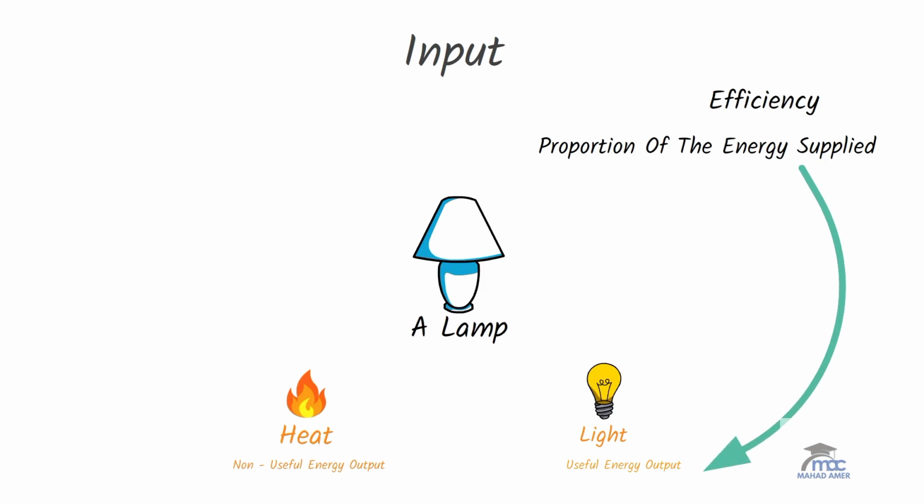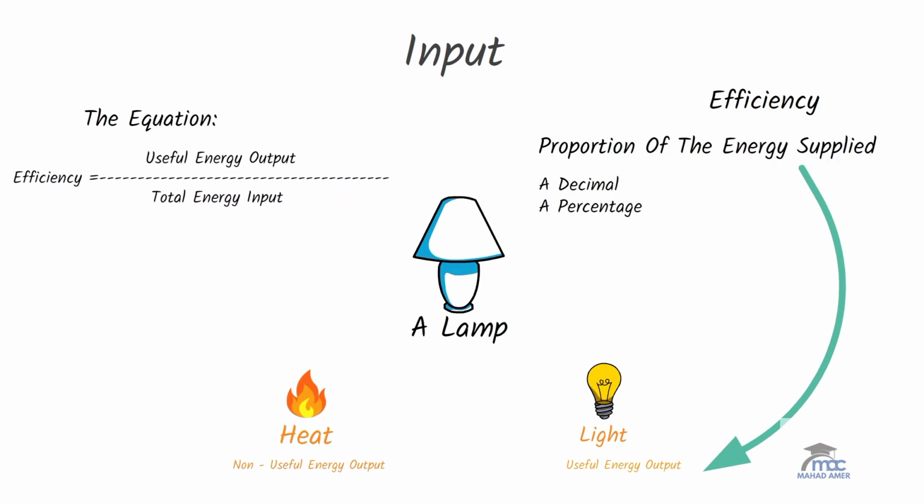Efficiency is basically just the proportion of energy converted into useful energy output from the total, which in this case is light. In your exam, you're asked to calculate it in two forms, as a decimal or as a percentage. The following equations are used to do so. If you're using energy, the above equation is utilized, and if you're using power, the equation below is used.